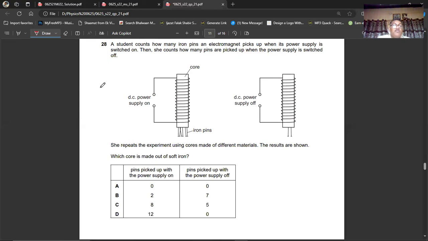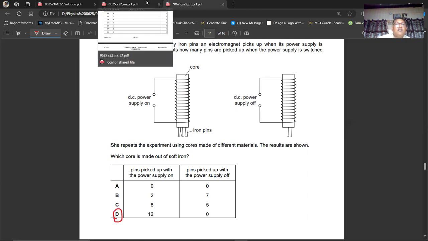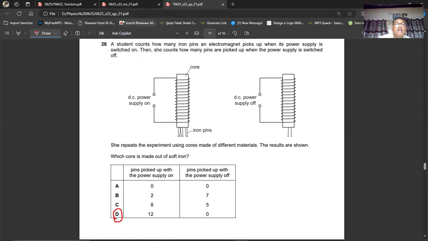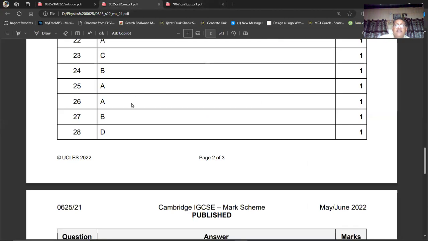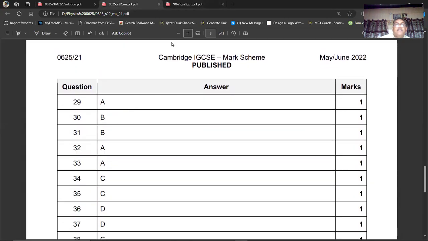So with the power supply on, it should be picking up many pins. But when the power supply is off, all the pins should drop. So if you use your common sense, it should be D. This is question number 28, D is the choice, sir. That is right. Question number 28, D is the choice.